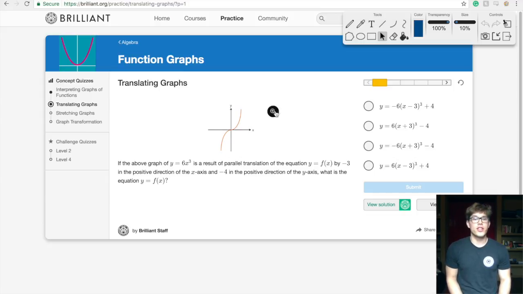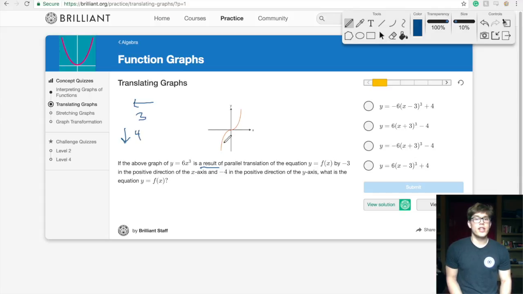Let's get started. All right, if the above graph of y equals 6x cubed is a result of a parallel translation, I'm already seeing a keyword. This is a result of a parallel translation of the equation f of x by minus 3 in the x direction. So it went left 3 units and it went down 4 units. It says minus 4 in the positive y direction. What is the equation of f of x?